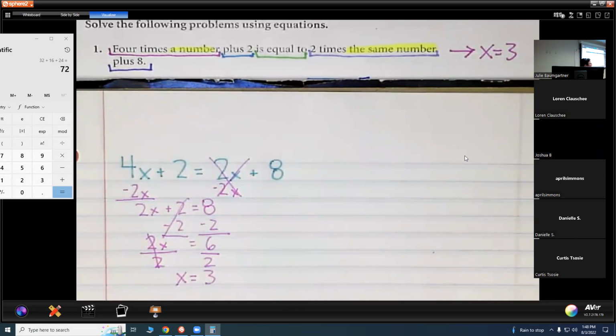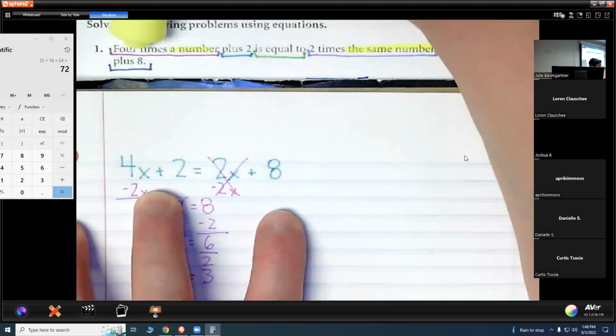Yeah, 4 times the number is like 4x. 4 times x, yeah. But if it said multiply before the 4... So if it was like 4 times the quantity, or 4 times the sum of a number plus 2, that's when, yeah, it's definitely a challenge. So hopefully if we look at some more, you'll get a sense of that.